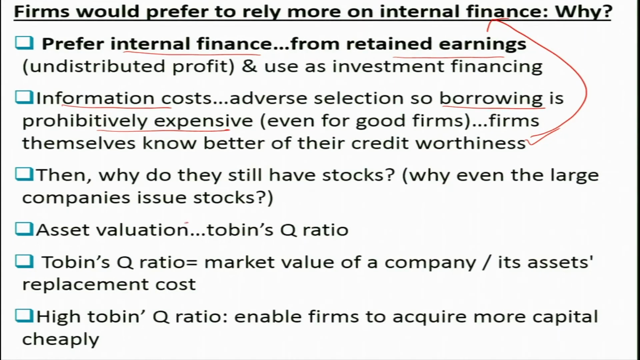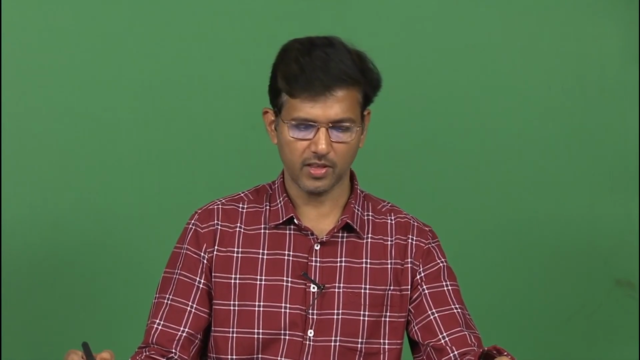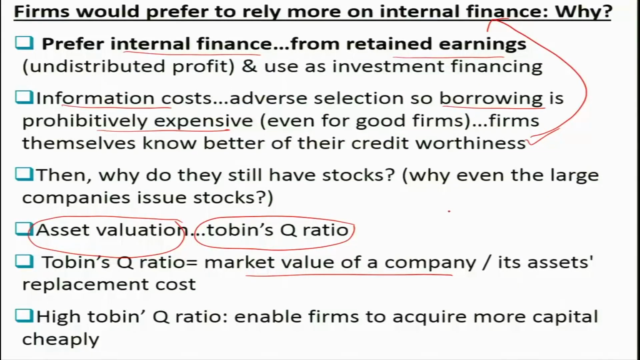One of the reasons is asset valuation. The market valuation of a company happens through the stock price, right? A company's net worth is mainly calculated through the stock price, the stock value. One of the measures here is Tobin's Q ratio. Tobin's Q ratio means the market value of a company divided by its asset replacement cost. Suppose it's a good firm with a high profit, and the market valuation of this firm is 200 billion.